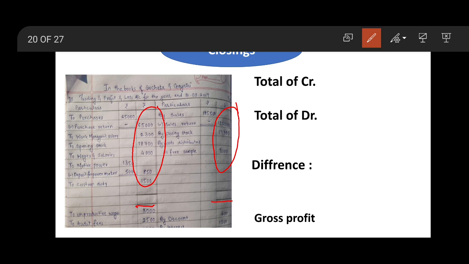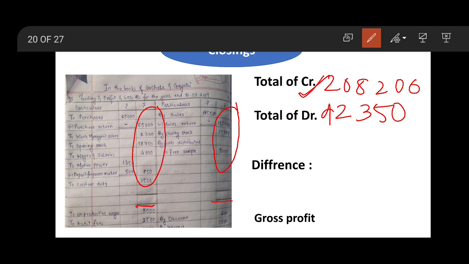The total of the credit side is 2,08,200 and the total of the debit side is 92,350 rupees. Now, as you know, the credit side is greater, therefore write the total of the credit side in the credit closing column, 2,08,200. Transfer the same amount here in the closing of debit, 2,08,200.